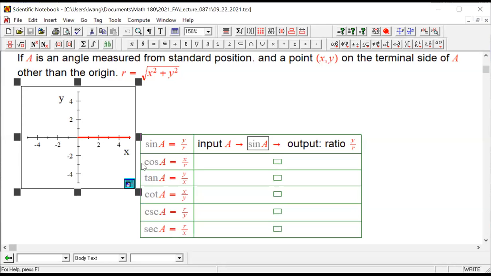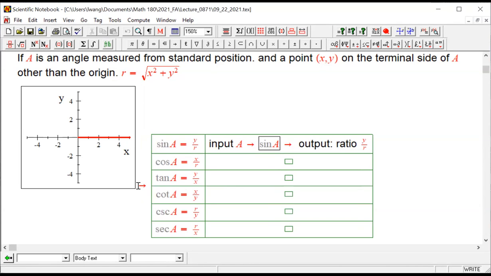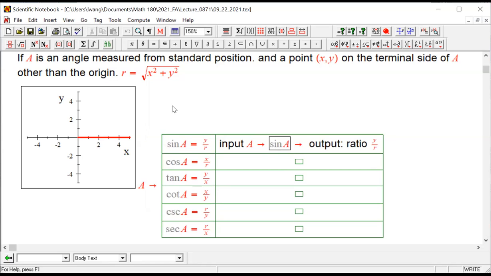sine, okay? In all of these definitions, all these new rules, what is the input? What is the input for all these new rules? A, which is our angle measured from standard position. Do you guys see that?